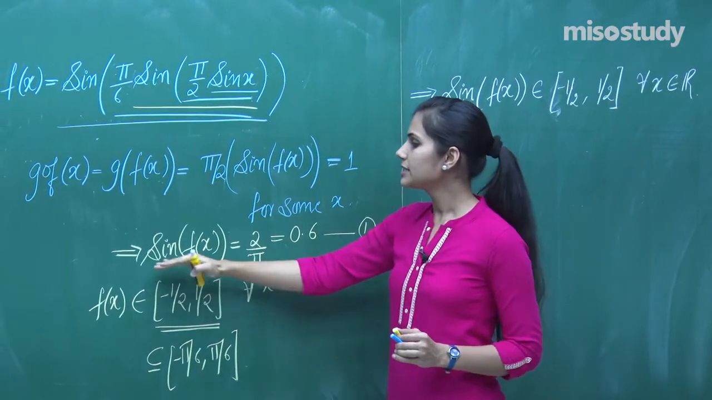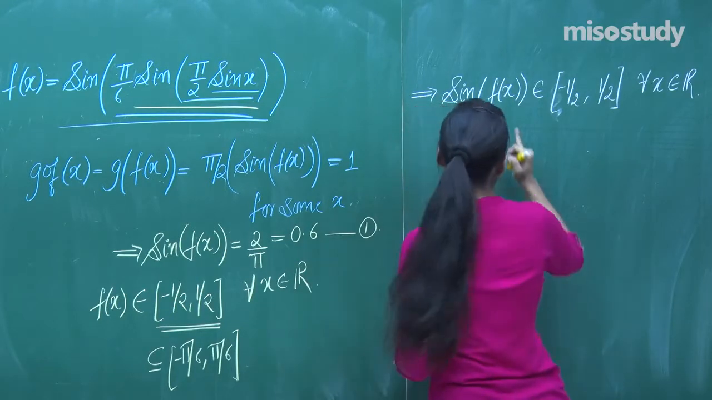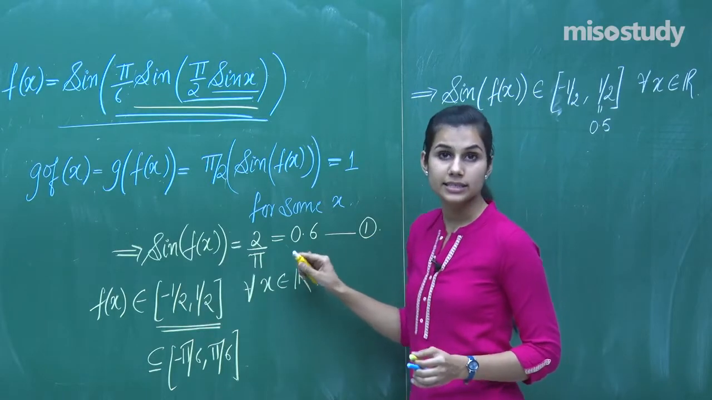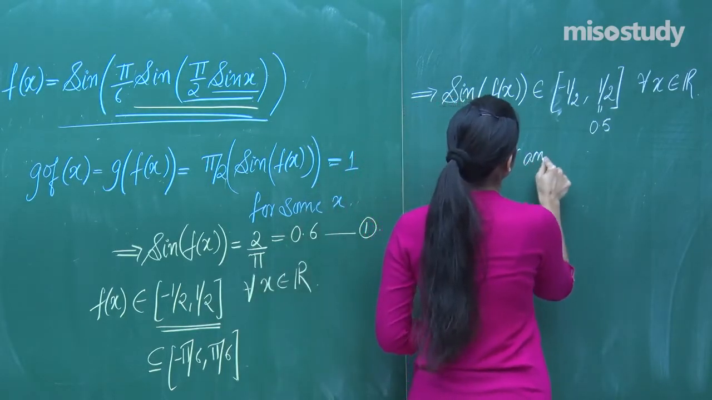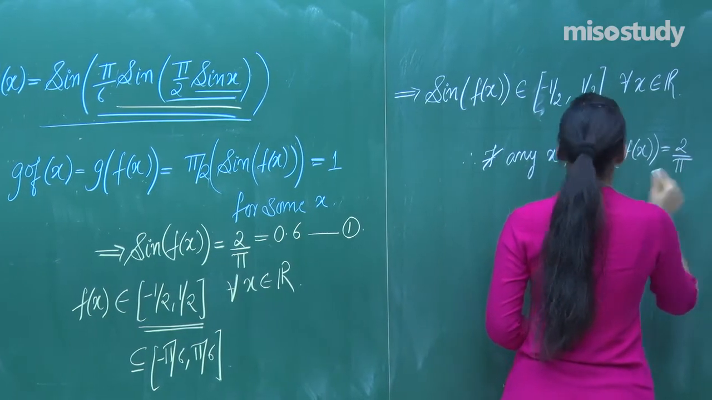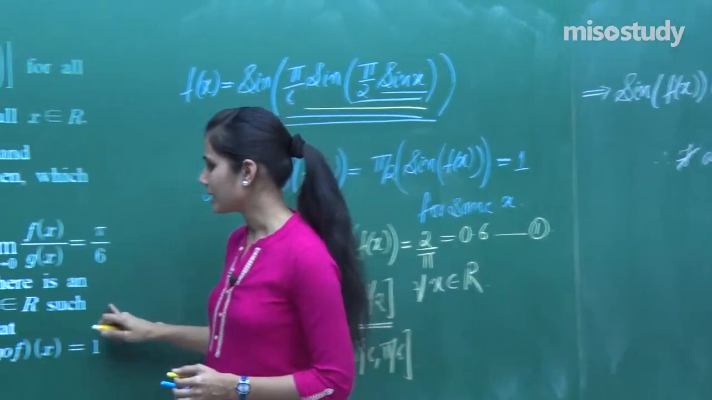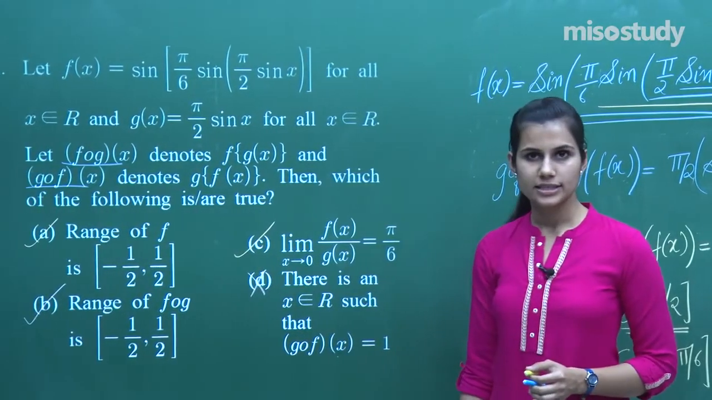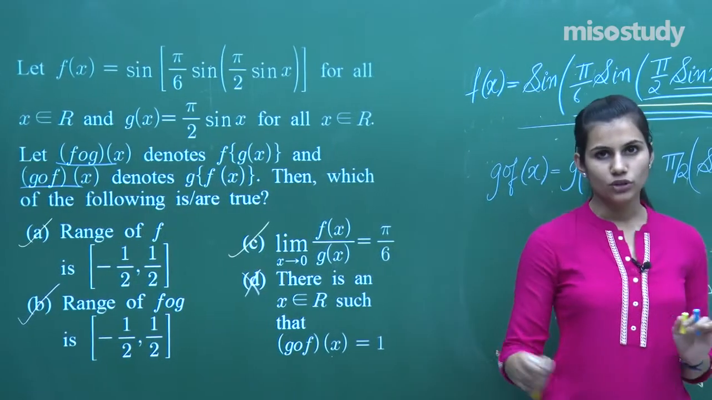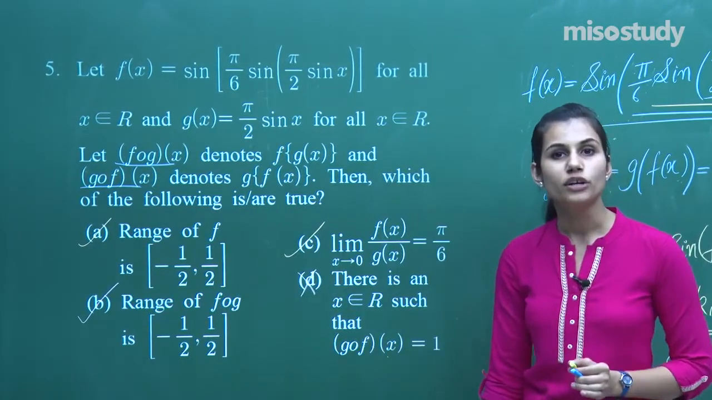Now, for some x, if sine of f of x is 2 by pi, that means 0.6, can this happen? For every x, sine of f of x is less than or equal to 0.5. So for some x, how can sine of f of x be 0.6? Therefore, there does not exist any x such that sine of f of x is 2 by pi, or for which pi by 2 sine of f of x is 1, or for which GOF of x is 1. It is saying there is an x, but actually there is no x. This is the correct option related to this question. You have the solution with you. Take a little time to absorb whatever was done in this question in order to be able to mark the correct options, and then we will move on to the next question.